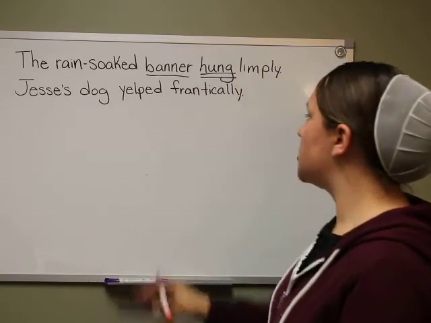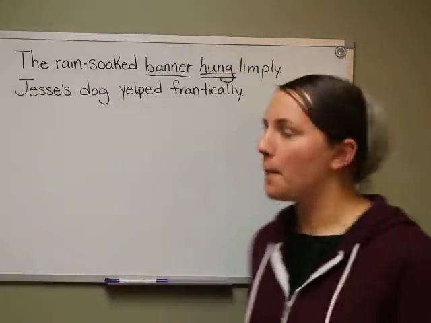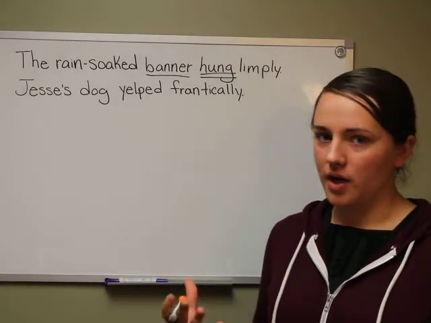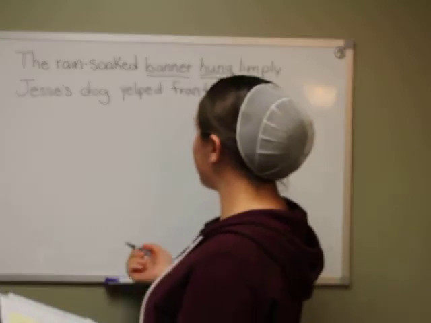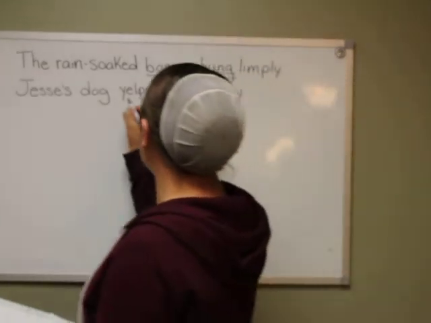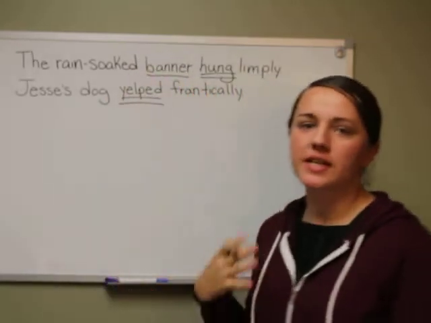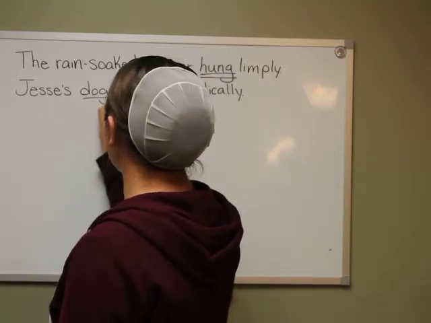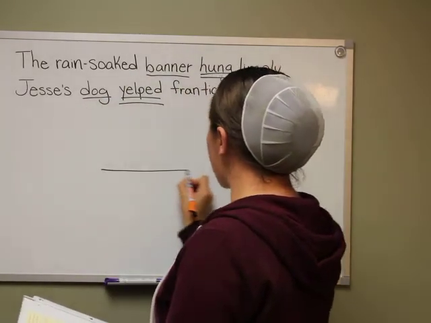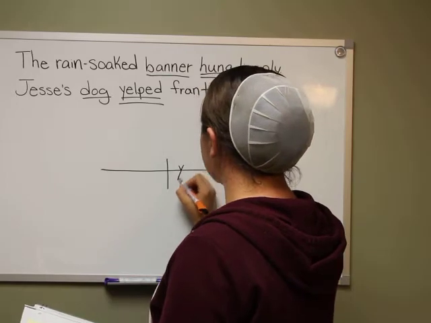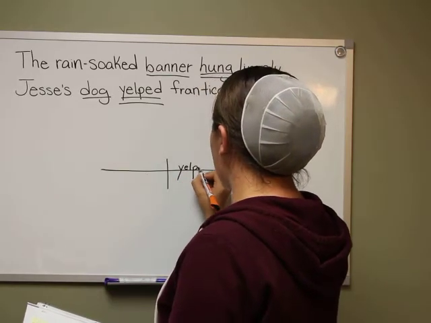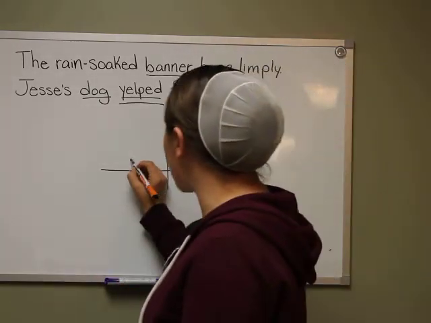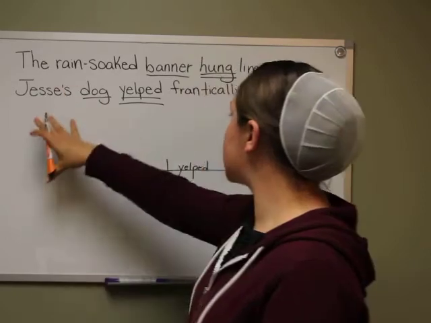Next sentence, Jesse's dog yelped frantically. First of all, what is our verb? What is the action or the being word in the sentence? Yelped is our verb here. Who or what yelped? That is dog. Now we know how to diagram dog and yelped because yelped is diagrammed to the right of our line as the verb, and dog is diagrammed to the left of the line as the subject. Dog yelped. Now, Jesse's and frantically.